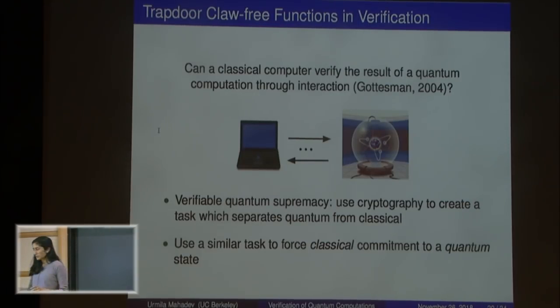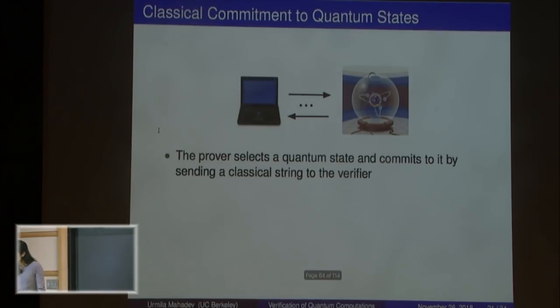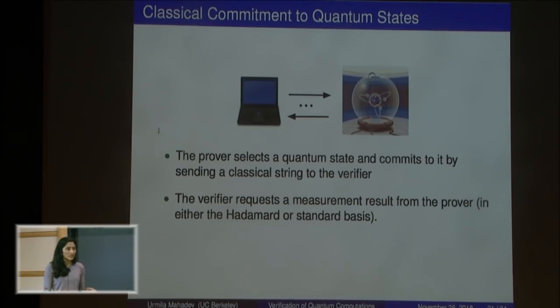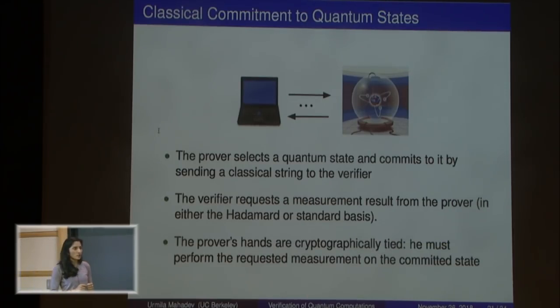Now, let me tell you what classical commitment to quantum states means. So here's the ideal operation of how this classical commitment should look. The prover should select a quantum state of his choice and commit to it by sending a classical string to the verifier. Once the verifier receives the commitment, he asks the prover to measure the quantum state in two possible bases, either standard or Hadamard basis. And then the guarantee of the commitment should be that the prover's hands are cryptographically tied after he commits to the state. Meaning, once the verifier tells him to perform a measurement, he cannot change his mind. He's already committed to a state, he just has to measure the committed state in the basis requested by the verifier. So he cannot behave adaptively based on the verifier's measurement choice.